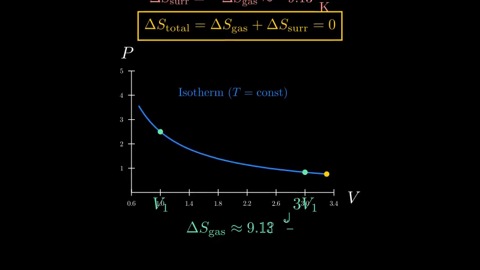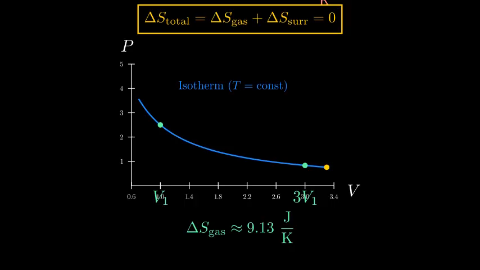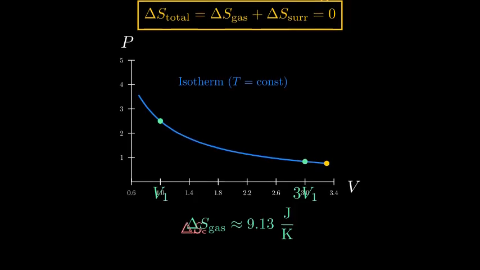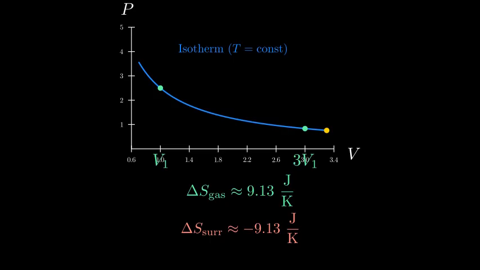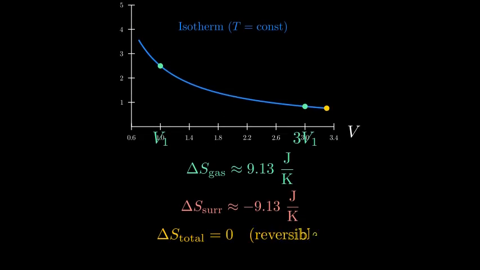Summary: ΔS_gas equals nR times the natural log of V2 over V1, which here is approximately 9.13 joules per Kelvin. For a reversible process with a constant temperature reservoir, ΔS_surroundings equals the negative of ΔS_gas. Therefore, ΔS_total equals 0. This matches the principle that entropy production is 0 for a perfectly reversible process.